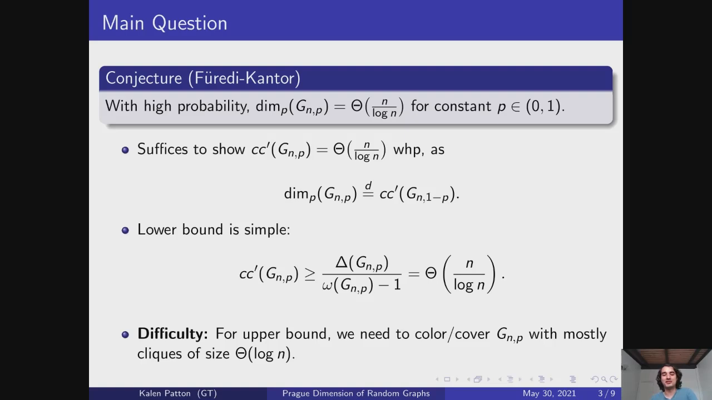Okay, and then another thing that this lower bound highlights is a potential difficulty in finding a corresponding upper bound. Because if we want to find an upper bound that matches this lower bound, it tells us that we need to be able to cover G(n,p) first with cliques of mostly nearly maximum size, so mostly cliques of size on the order of log n. And then we need to color these cliques in such a way that we can color them with on the order of n over log n colors. So both our covering and our coloring need to be very tight in terms of the size of the cliques that we use and how many colors we use.